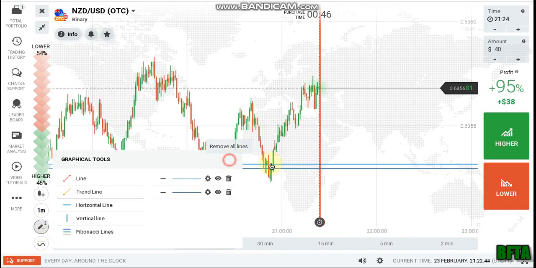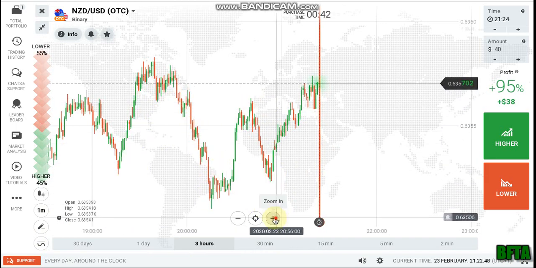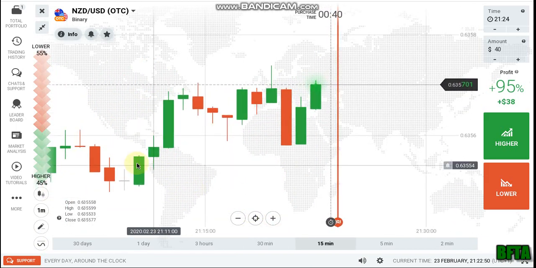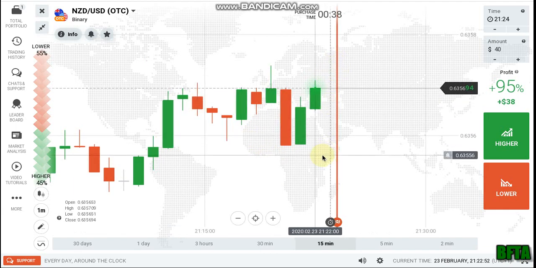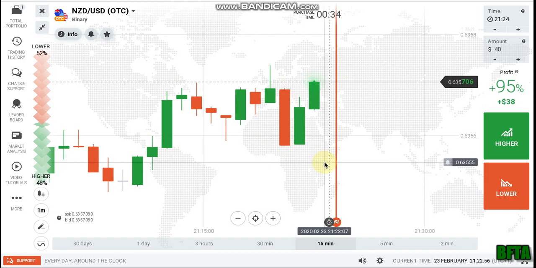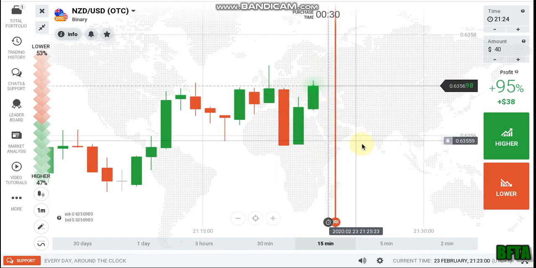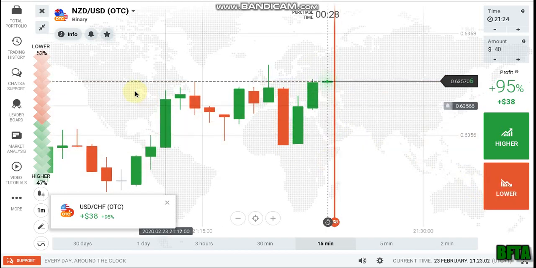Okay, here I can see a ranging market. Strong buyers. The sellers are here. So, rejection from sellers. I'm going to place a put option.